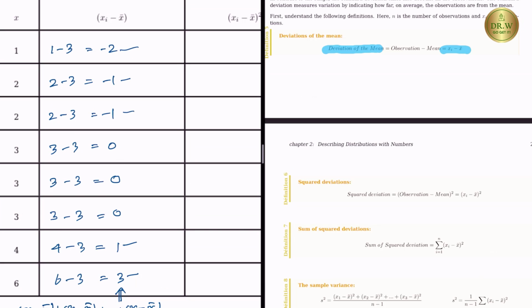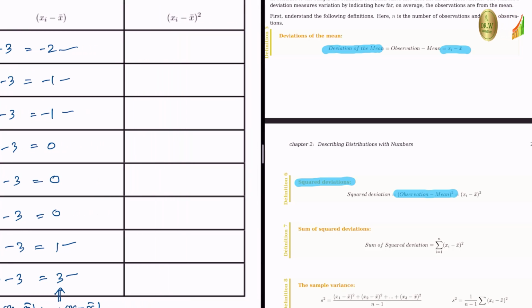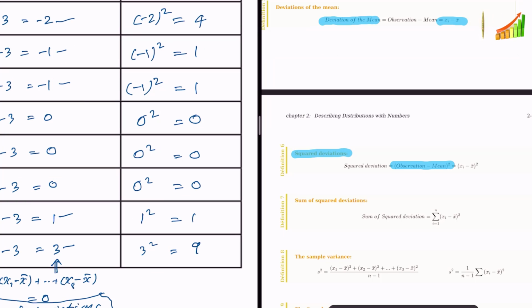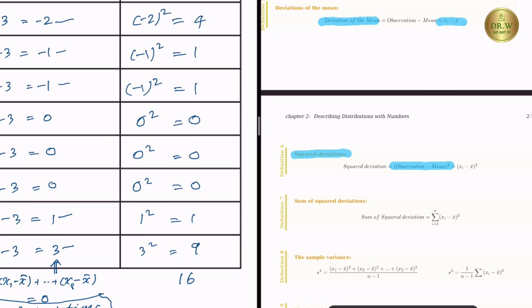We use square deviation. That means we find the deviation of the mean, then get the second power. Right. So my next column is for that. So xi minus x bar to power 2: negative 2 to power 2 is 4, negative 1 to power 2 is 1, negative 1 to power 2 is 1, 0 to power 2 is 0, 0, 0, 1 to power 2 is 1, 3 to power 2 is 9. Now, add this column also. 4 plus 1 is 5, 6, then 7, 7, 9, 16, right? It is 16.